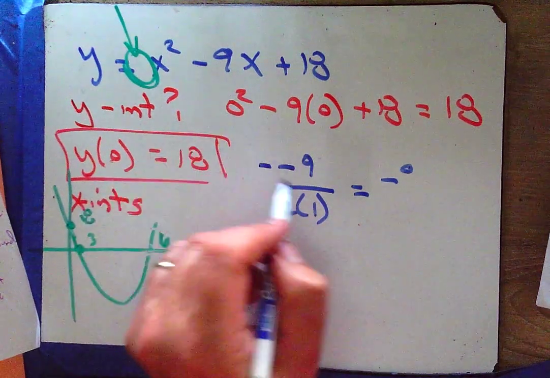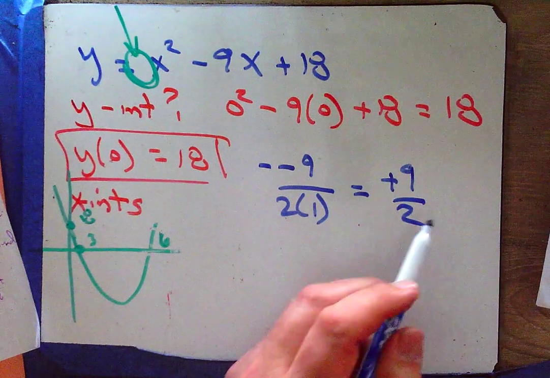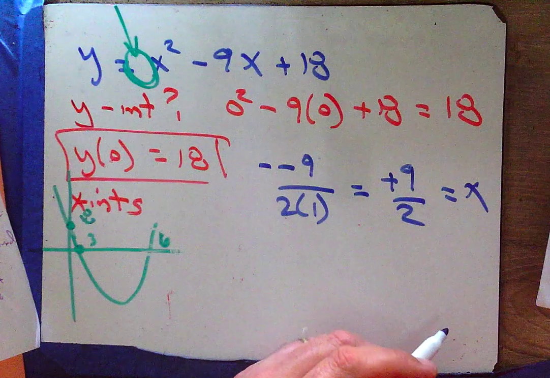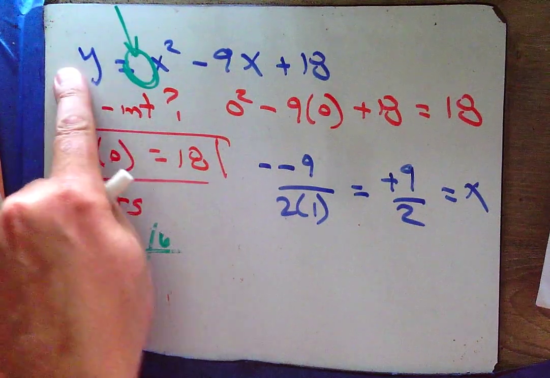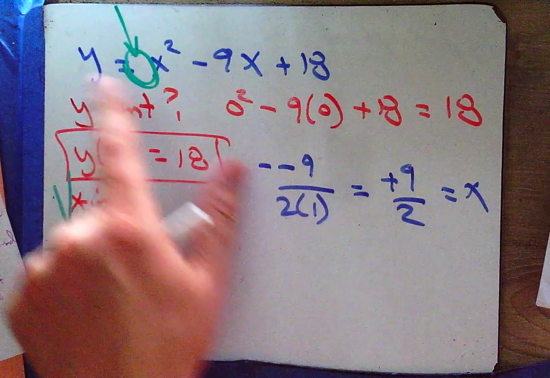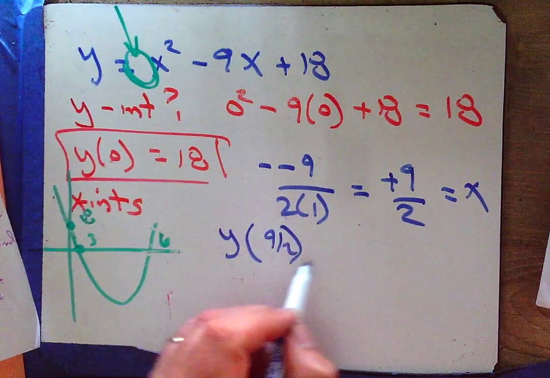Minus b, minus negative 9, is plus 9 over 2. Okay, that's the x-coordinate of the vertex, but how do I find the y-coordinate of the vertex? Right, y equals this. So I've got to plug this in for x to see what y equals. I need to do y of 9 halves.